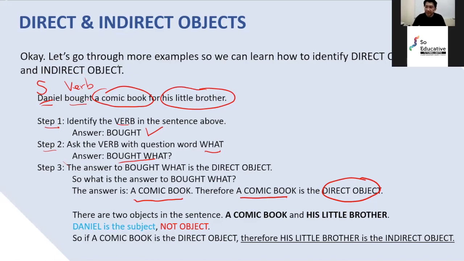Now, if a comic book is the direct object, therefore, his little brother here is the indirect object. Okay, so direct object, I'm going to write down here, direct. So this one is the indirect object.